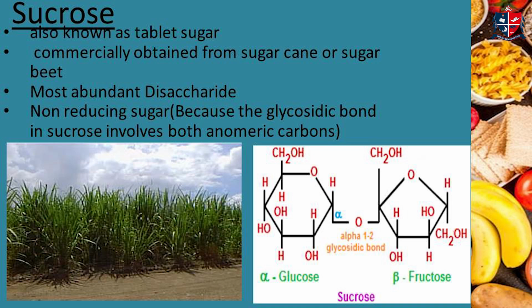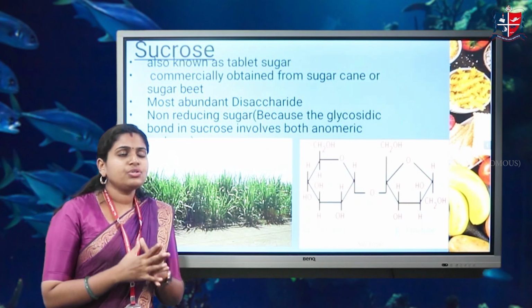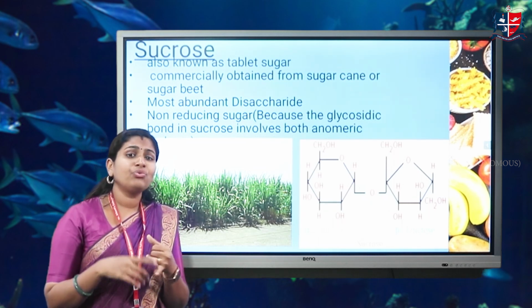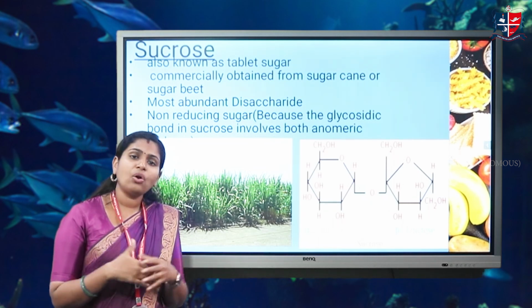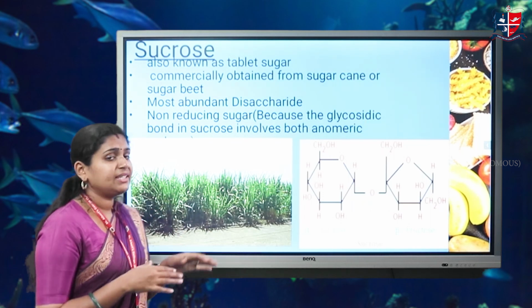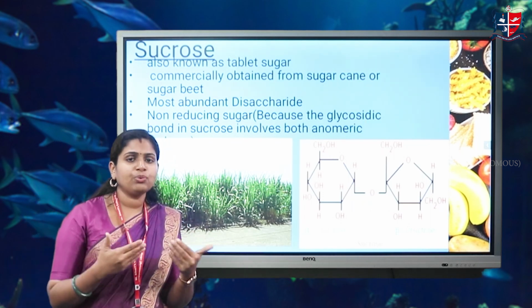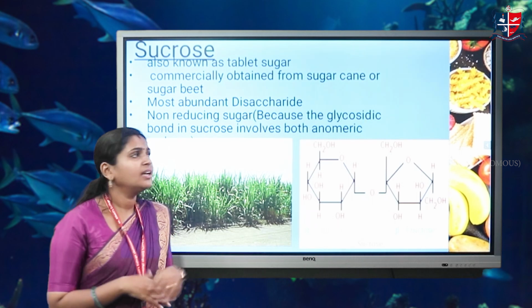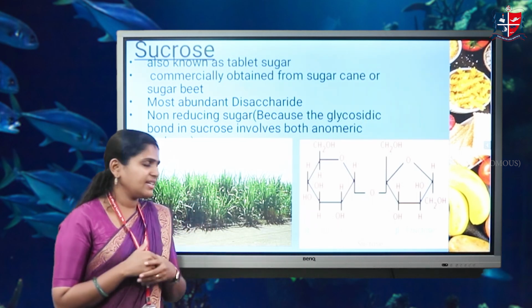Now we are going to discuss each in detail. At first, sucrose. We all know sucrose is a sugar found in fruits, honey, etc. It is also known as table sugar, and it is the most abundant disaccharide. Comparing with the other disaccharides, we can say that sucrose is the most abundant.